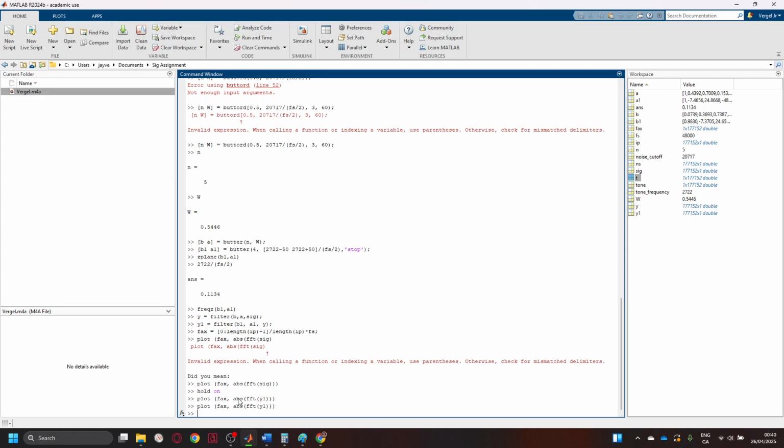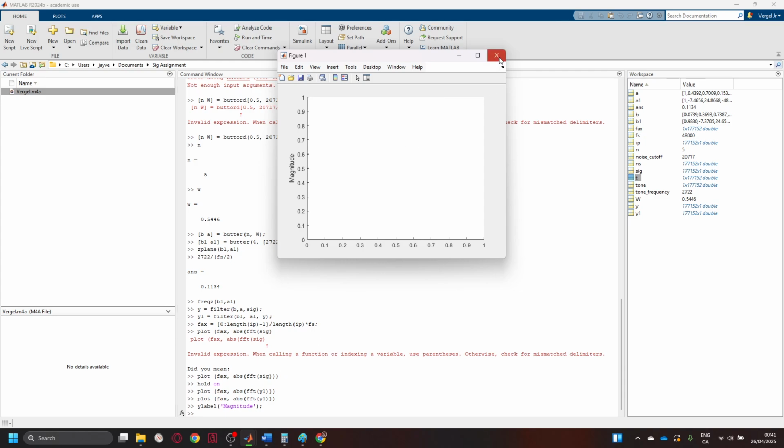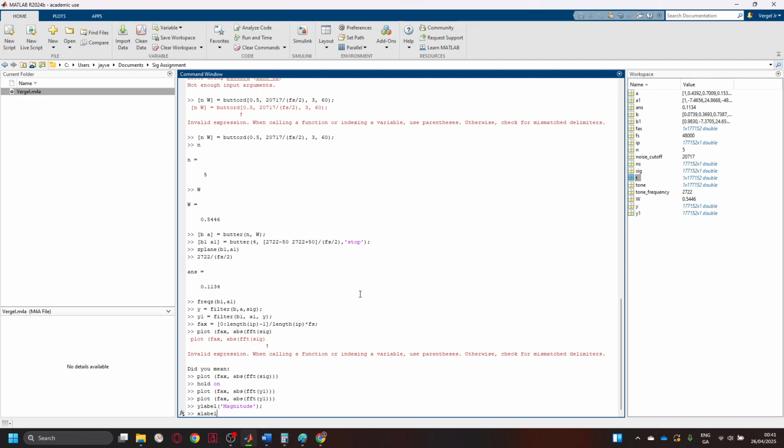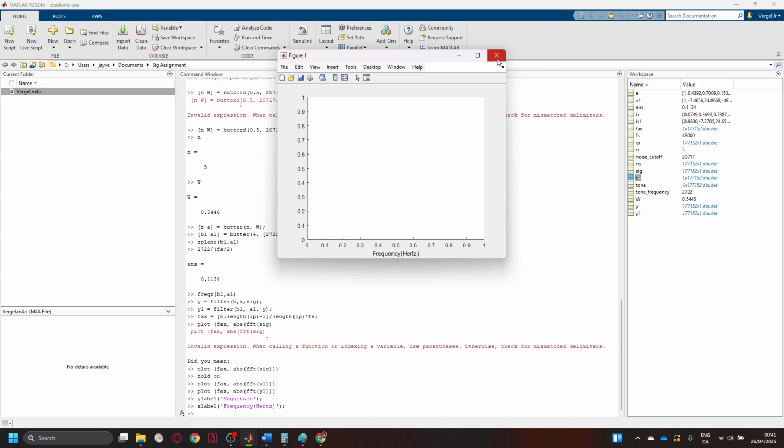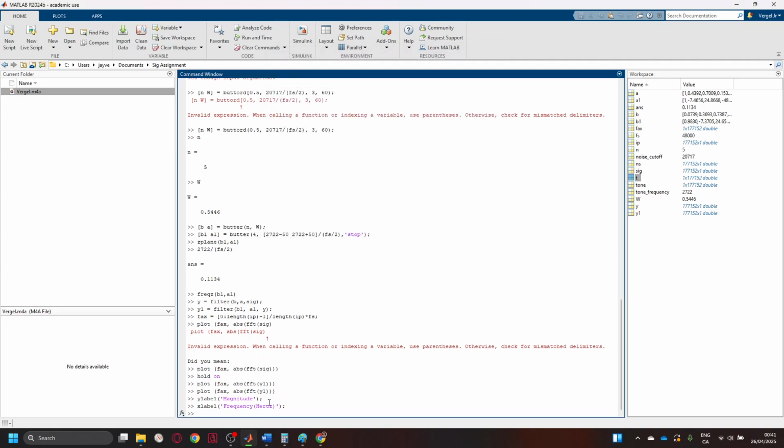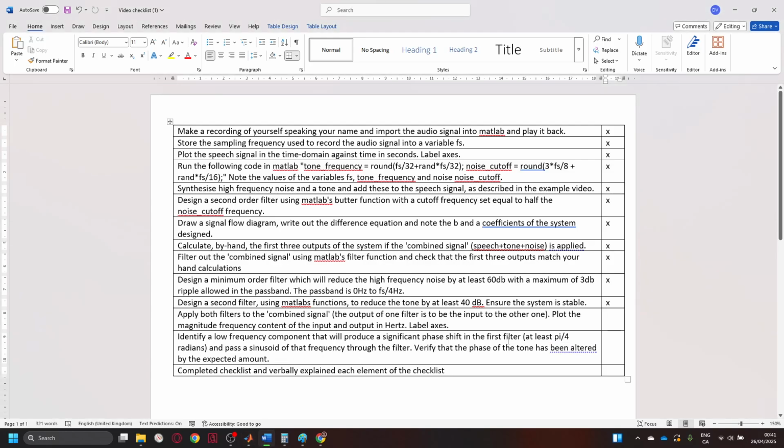Next, just to label it. So, ylabel I should set to magnitude and xlabel will be set to frequency in Hertz. Yeah, check that in.